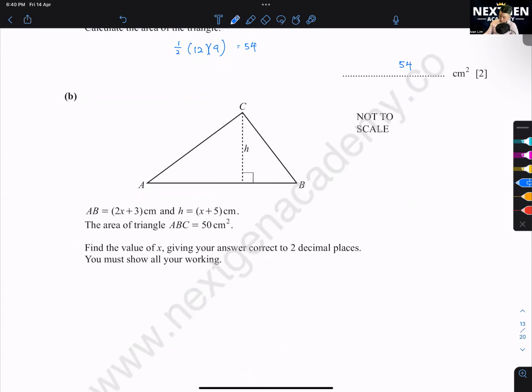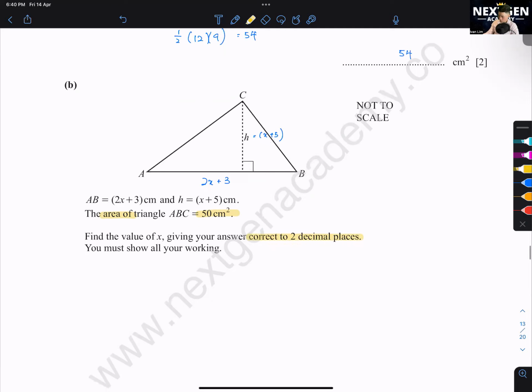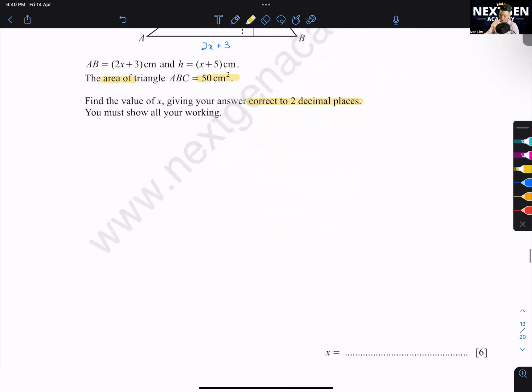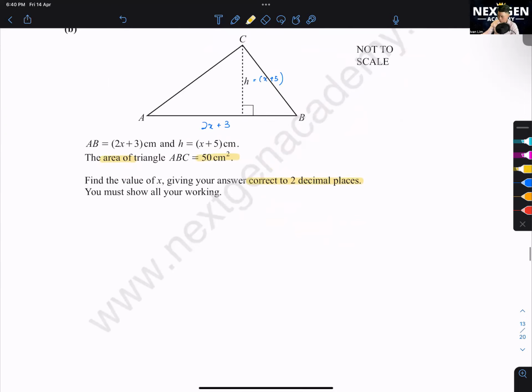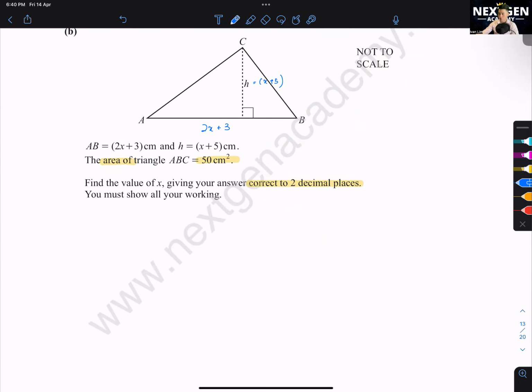They say AB is 2x plus 3, h equals x plus 5. Area of the triangle is equal to 50 cm squared. Find the value of x, correct to 2 dp. You all see here, how many marks is it? 6 marks. Okay, so we need to construct an equation. Area of triangle is half times base times height, which is equal to 50.